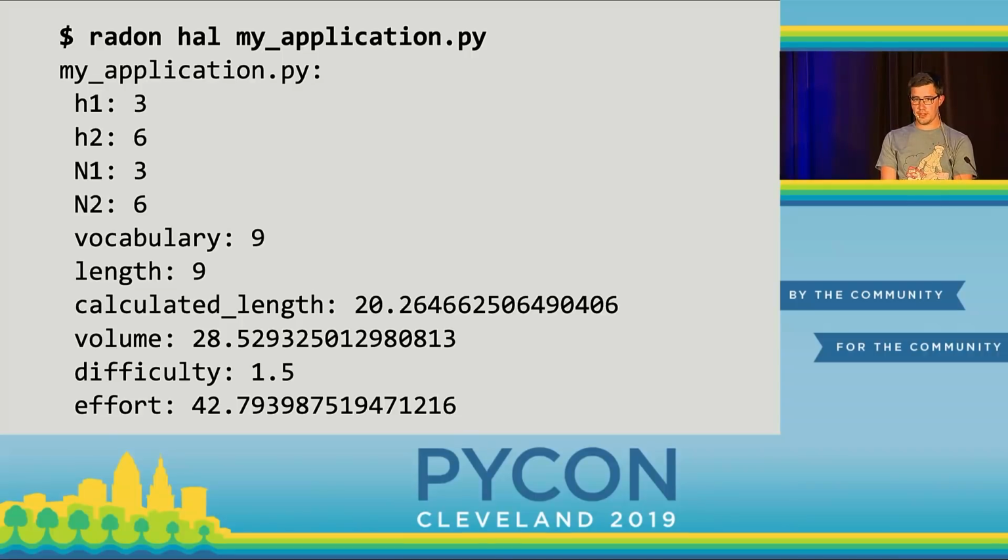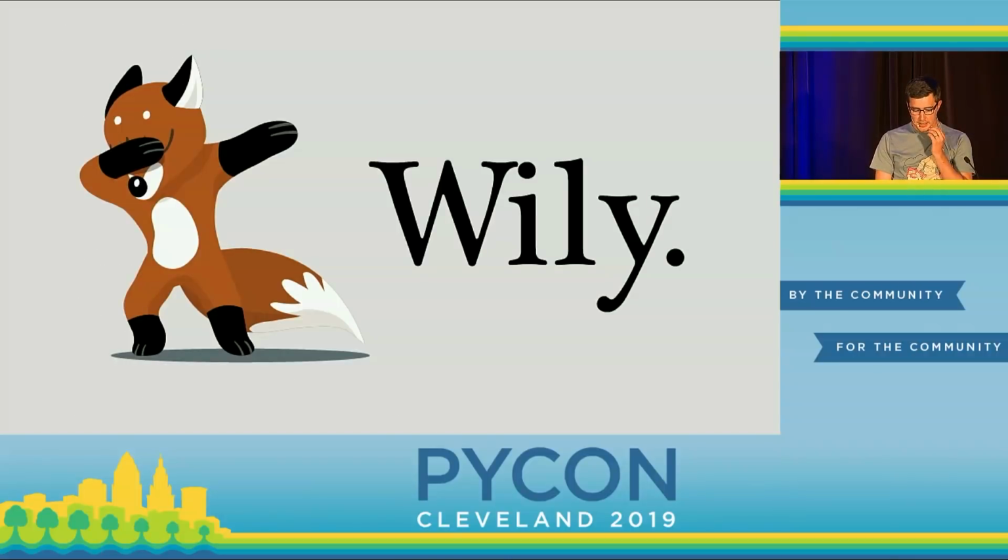So, okay, you got the numbers. You look at the numbers and you think, okay, that's interesting. I've got a vocabulary of 9 and a calculated length of 20.26. What now? Does that tell you whether your code is maintainable or not? So really, I was looking at this problem, and this is where I came up with Wily.